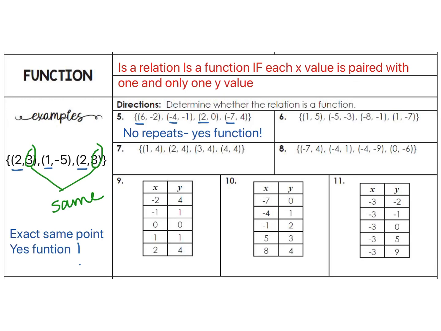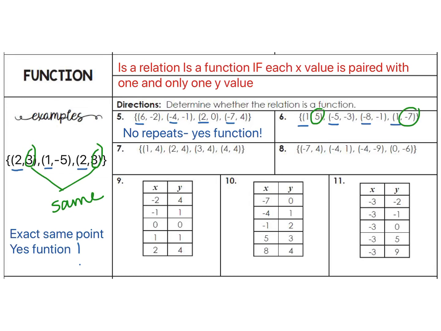So I'm going to, again, underline my x values. I see 1, -5, -8, and 1. Now, I do see a repeat. I see a 1 and a 1, so I'm going to circle the y values. Are those y values the same number? And the answer is no, they're not the same, which means that no, this is not a function.